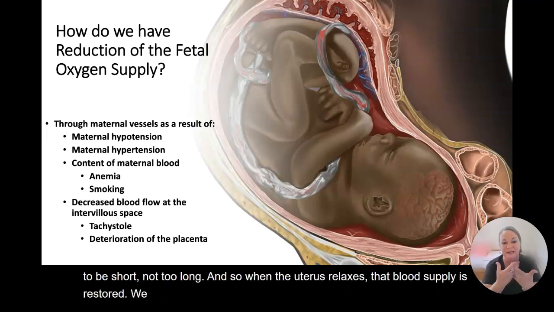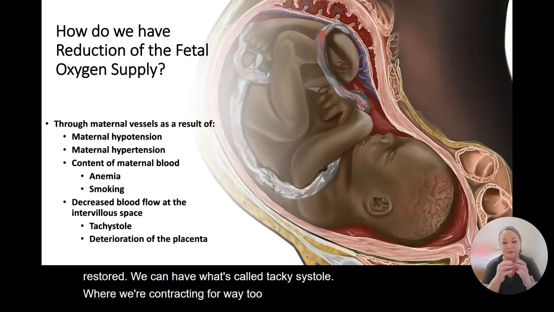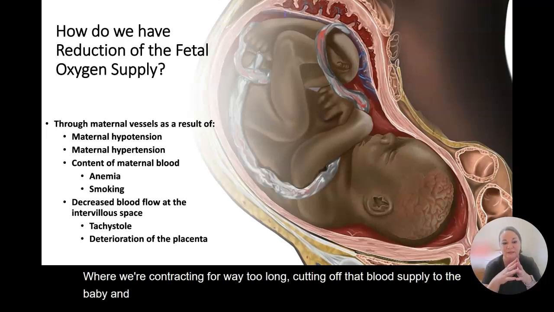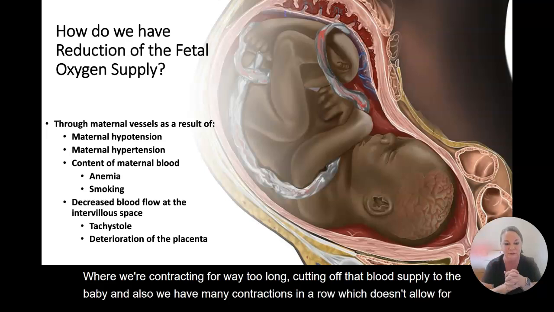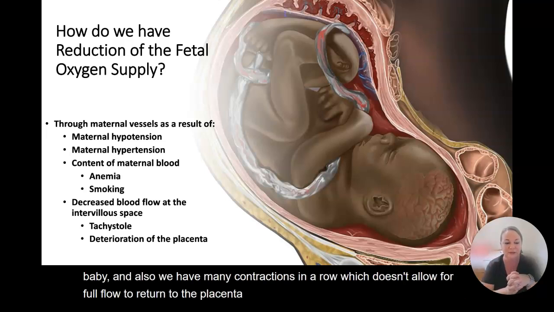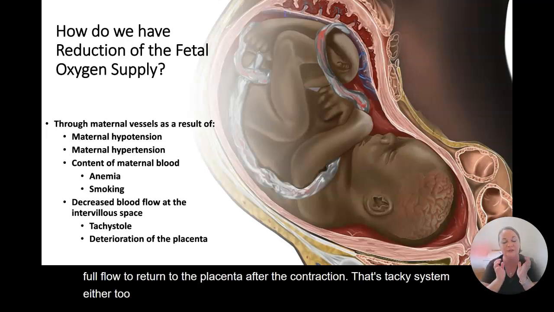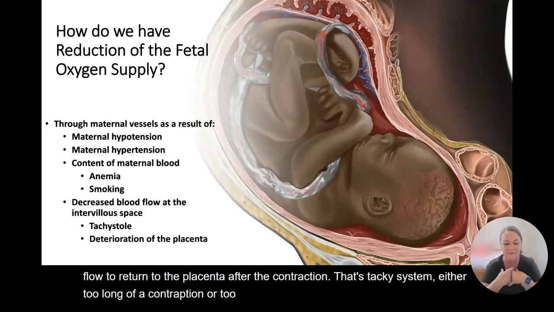We can have what's called tachysystole, where we're contracting for way too long, cutting off that blood supply to the baby. And also, we can have too many contractions in a row, which doesn't allow for full flow to return to the placenta after the contraction. That's tachysystole, either too long of a contraction or too many contractions.